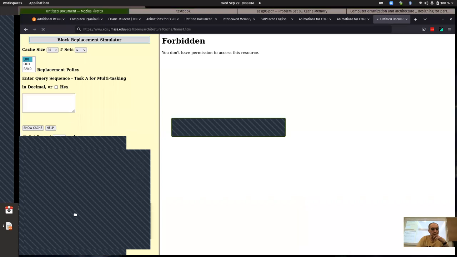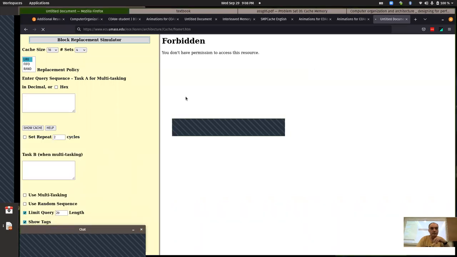Okay. I haven't been able to successfully find a good version of that caching simulator, which is unfortunate. Hopefully it's just a transient thing, but I'm going to send an email to the site to see if I can find an alternative location for that. Normally when you use this, you get the actual simulation over here.